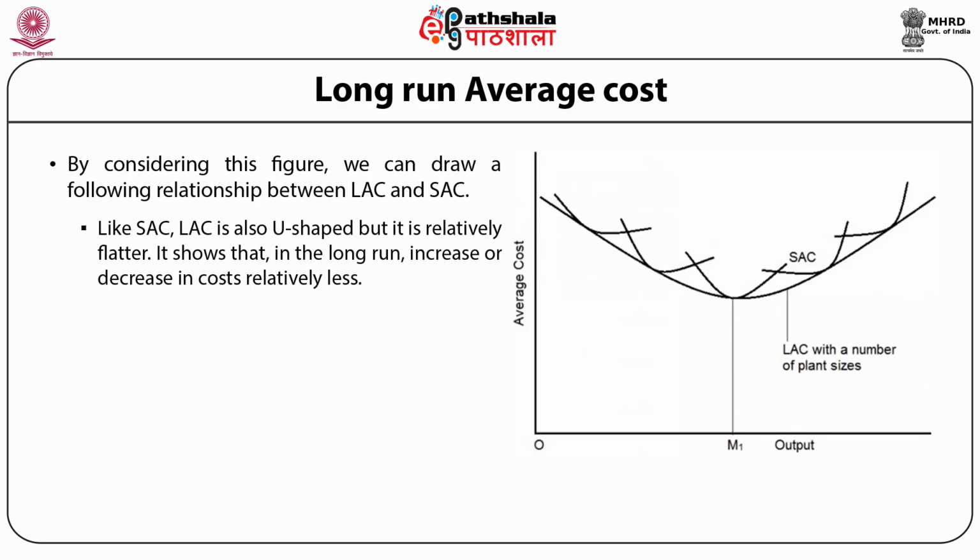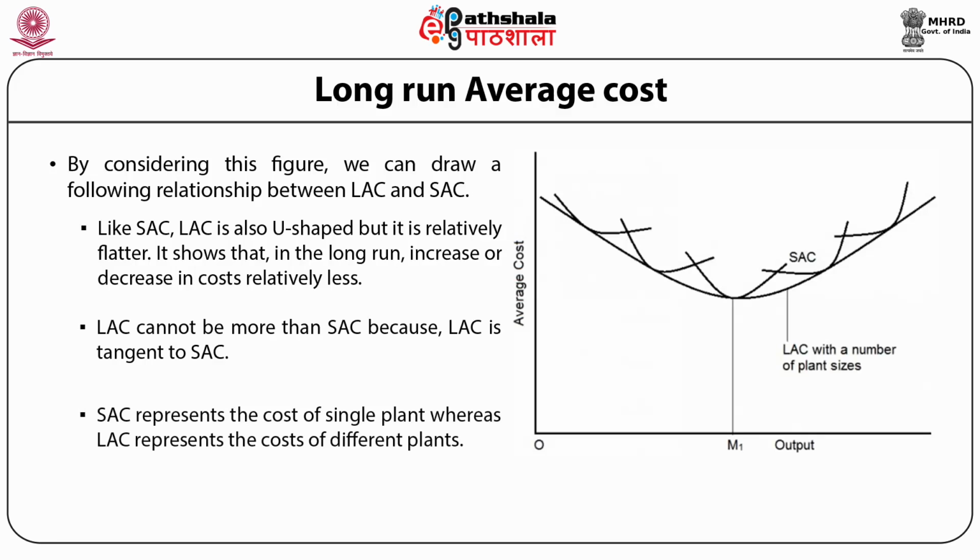Like SAC, LAC is also U-shaped, but it is relatively flatter. It shows that in the long run, the increase or decrease in costs is relatively less. LAC cannot be more than SAC because LAC is tangent to SAC. SAC represents the cost of a single plant, whereas LAC represents the cost of different plants.